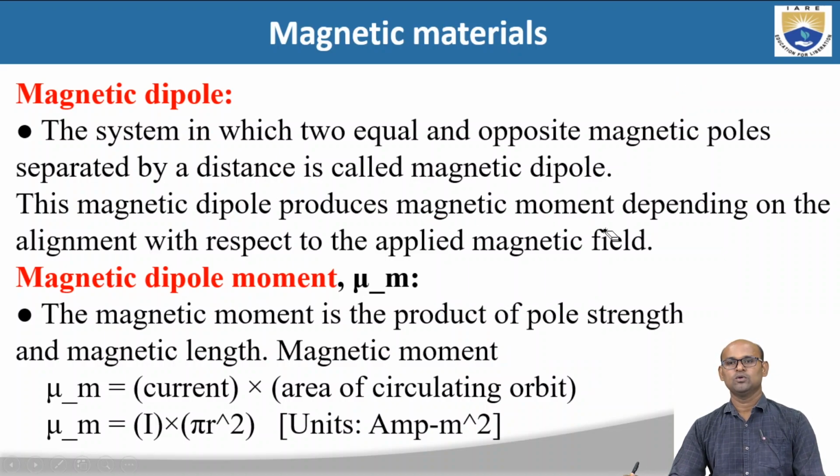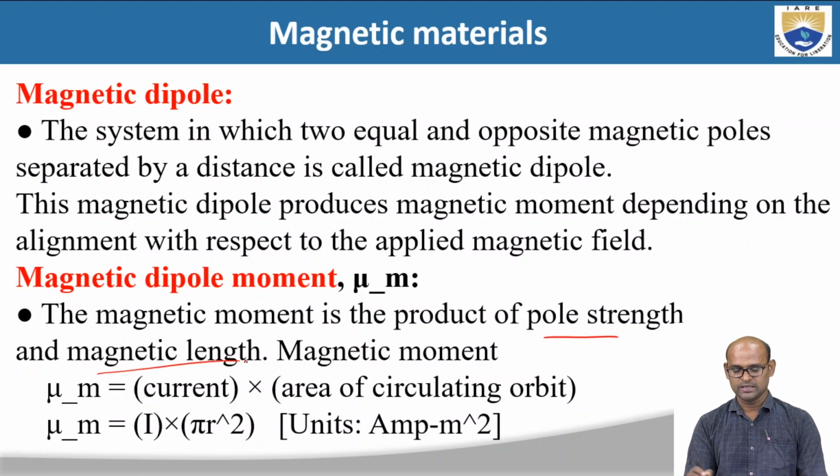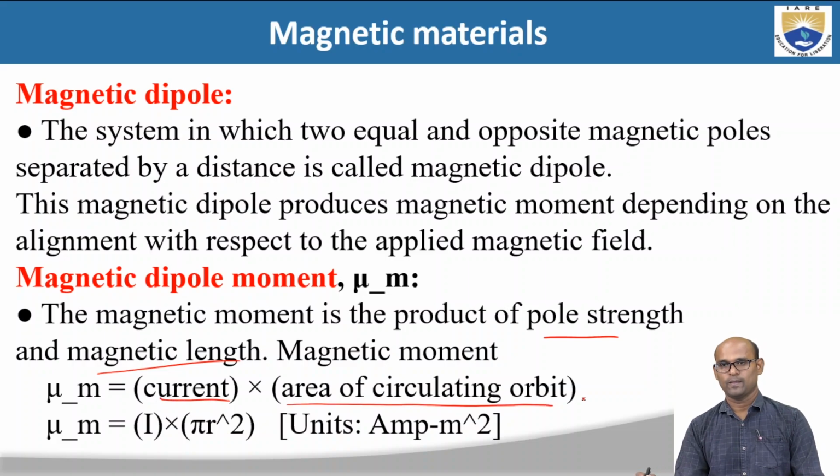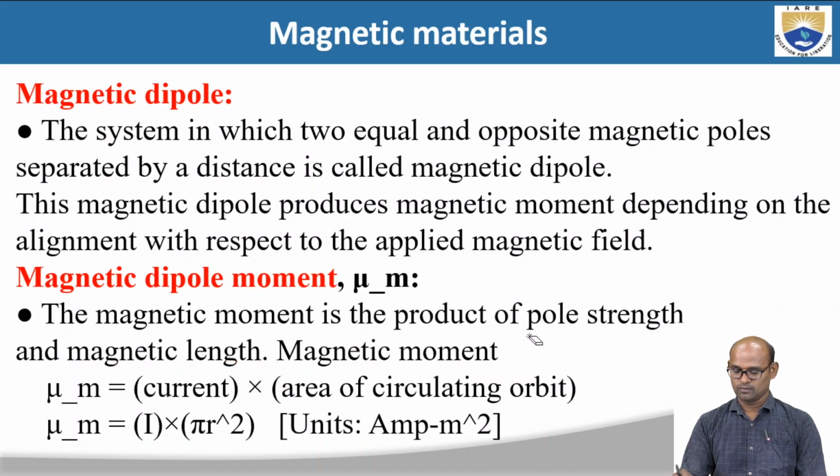Magnetic dipole moment is the product of pole strength and magnetic length. Magnetic moment is equal to current times the area of the circulating orbit. So, the current is I, and if you take a circulating orbit in the form of a circle, then the area of the circle is pi r square. So, the magnetic moment produced by a circulating orbit in the form of a circle is I into pi r square.